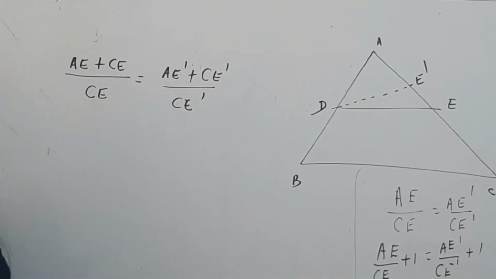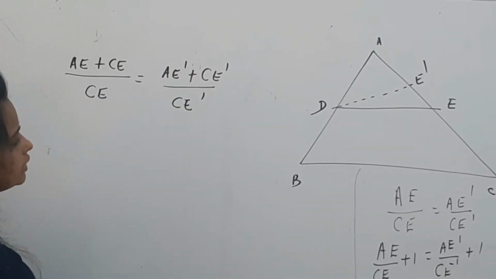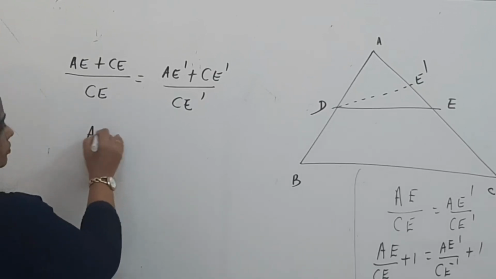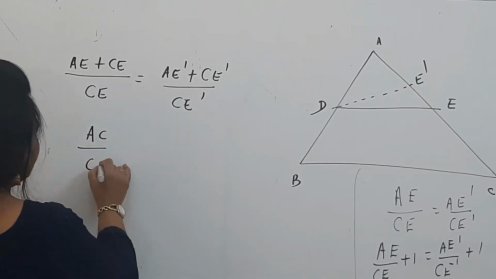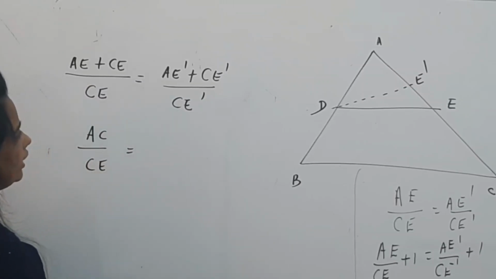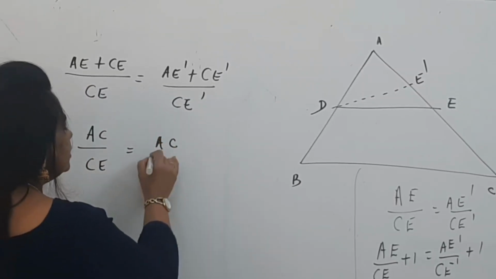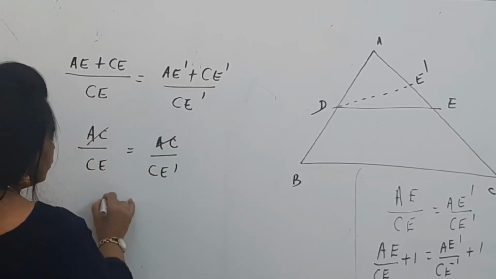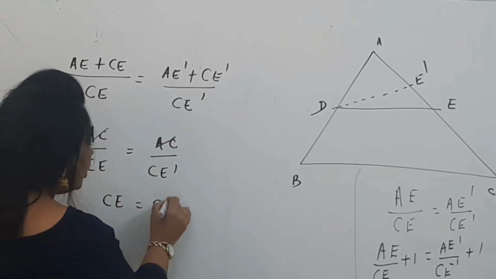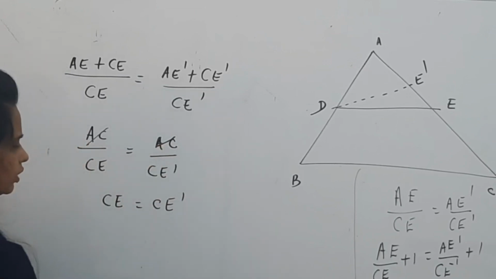Now, AE plus CE is what? AE plus CE is nothing but AC. And AE dash plus CE dash is what? Again it is AC. That is by CE dash. So this gets cancelled. So CE is equal to CE dash. Take the reciprocal and you get it.